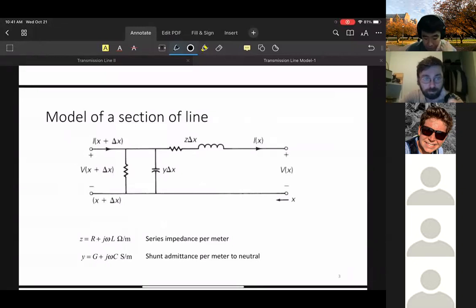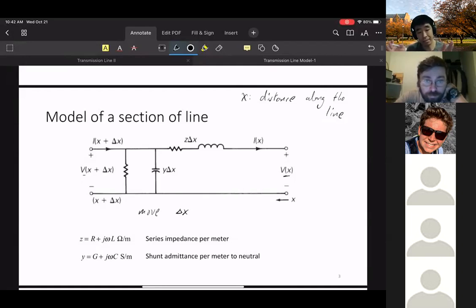Remember, we're looking at the distance x along the line. We're going to look at the voltage difference between a section of the line when you move a little bit, delta x, away. We're going to look at how current and voltage change when you move delta x away. We're going to set up some equations so we can understand the difference between having one section versus continuously having these small sections of the line. This is our goal.